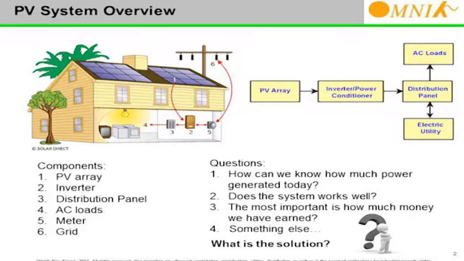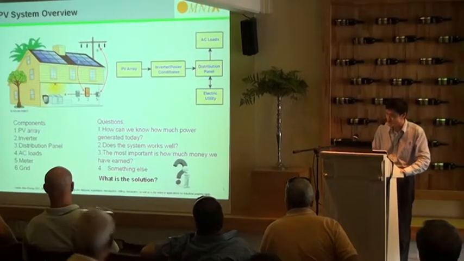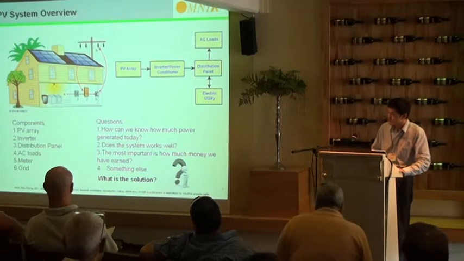Today, I would like to introduce Omnic monitoring solutions for the PV system briefly. Okay, look at this picture. This is the typical residential PV system. The energy flows from the PV array to the inverter.